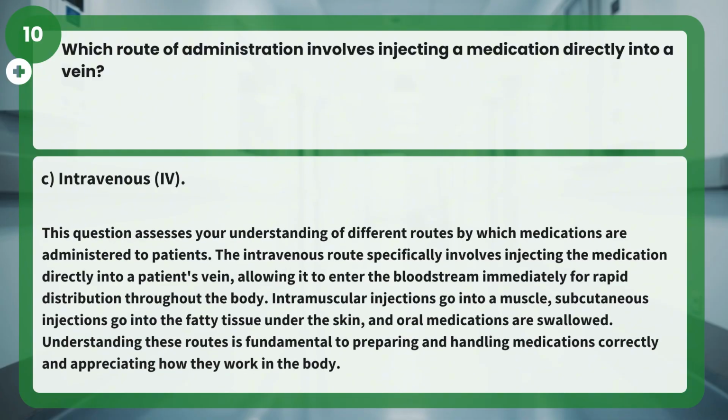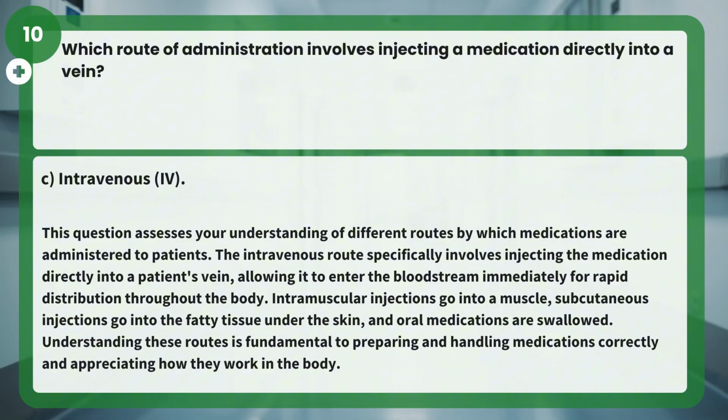Answer C. Intravenous, IV. This question assesses your understanding of different routes by which medications are administered to patients. The intravenous route specifically involves injecting the medication directly into a patient's vein, allowing it to enter the bloodstream immediately for rapid distribution throughout the body.